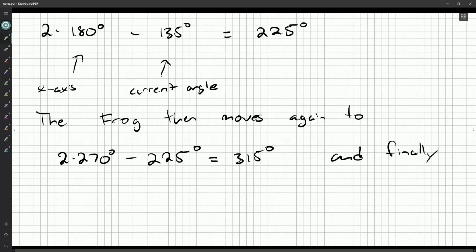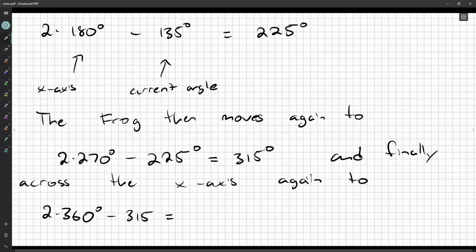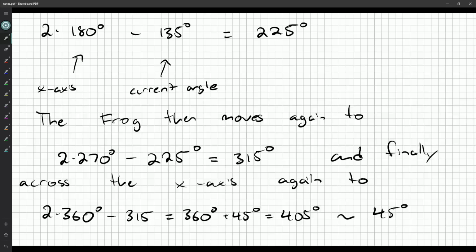And finally, across the x-axis again, which I guess would be 360 degrees now. So 2 times 360 degrees minus 315. That's going to end up being 360 degrees plus the difference between 360 and 315, which is 45. So that'll be 405 degrees. But of course that's the same thing as 45 degrees because there are 360 degrees in a circle. I feel like we might end up working mod 360 degrees or something like that, because otherwise these numbers are going to get too big. Because remember, we don't really use our calculator for this. So, back to the starting angle.